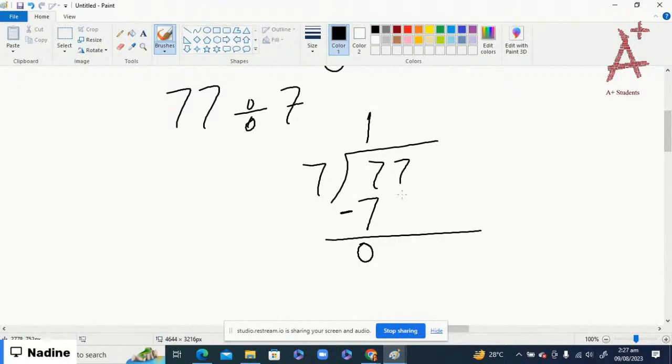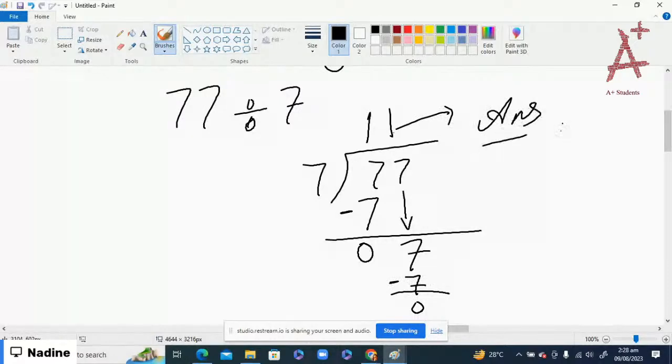Now what's the next step? In the next step we will put down this 7. So 7 times which number is 7 again? It's again 1. 7 times 1 is 7 here, and the answer is again 0 because we subtracted. So here 11 is your answer.